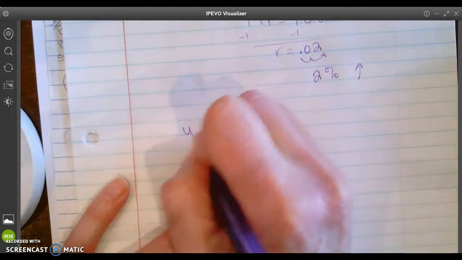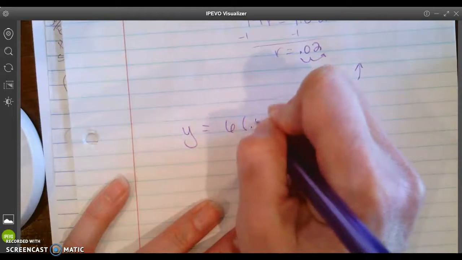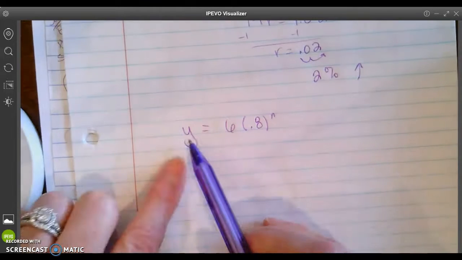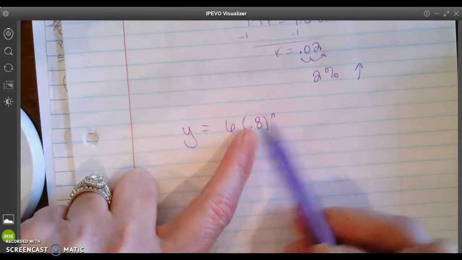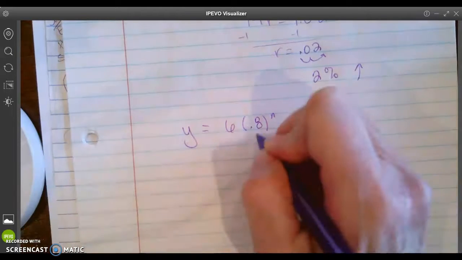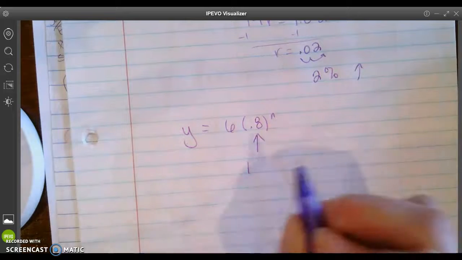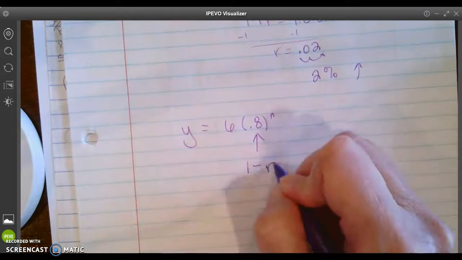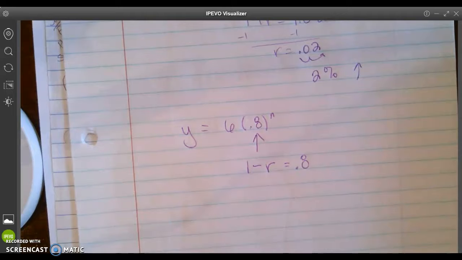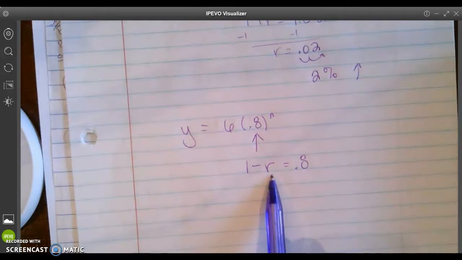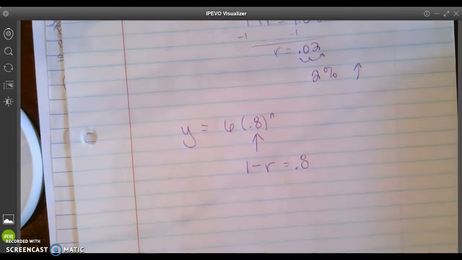We have this. Remember, ending amount, starting amount, 1 plus or minus our rate to the n power. So this is what we're dealing with here. We know we have a decrease. I subtracted my rate from 1 and I got 0.8. I know it's a decrease. I know I'm subtracting. Now I need to solve this for R.